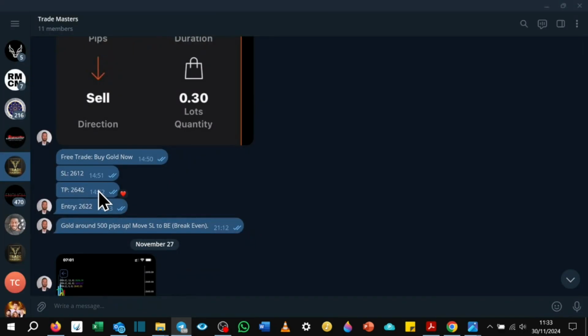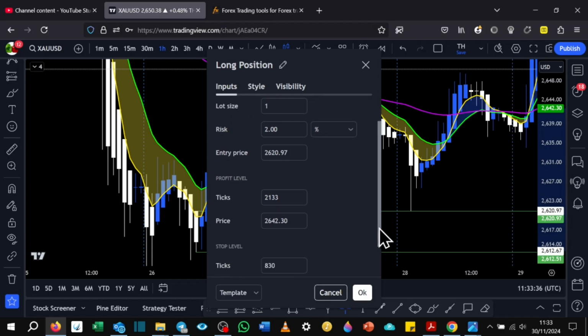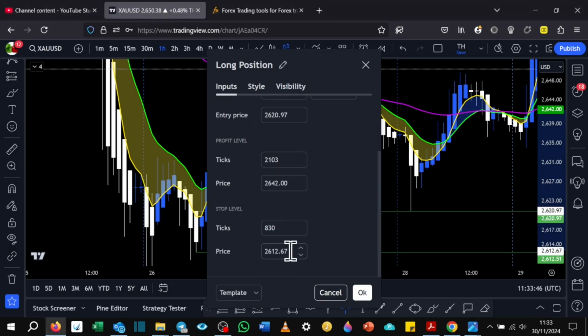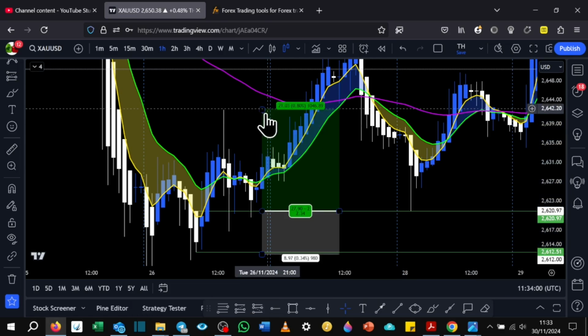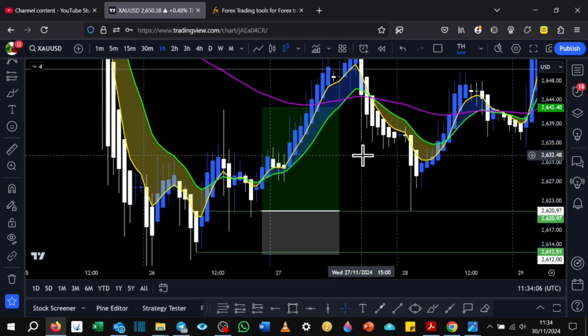The stop loss is 2642. So if we come in here and we go, yeah, 2642, stop loss 2612. Okay, I mean, it was pretty much there. It's a bit different on cTrader than TradingView.